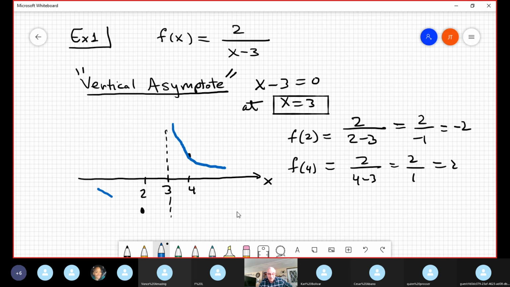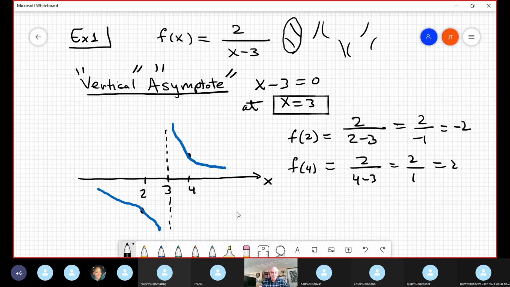I don't know exactly the rest, but I know that we have a vertical asymptote at 3, and the behavior is like that. Because remember, we have 4 kinds of behavior. We have this kind, this kind, this kind, or this kind. And you need to determine them. In this case, it is this behavior.